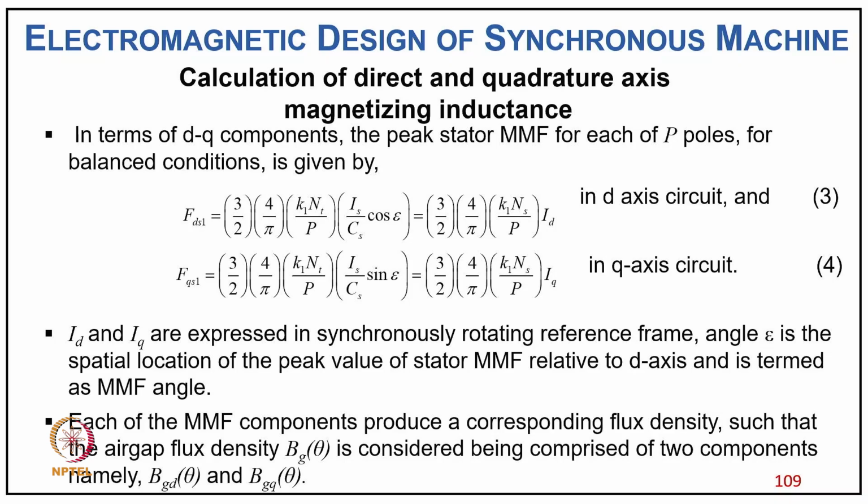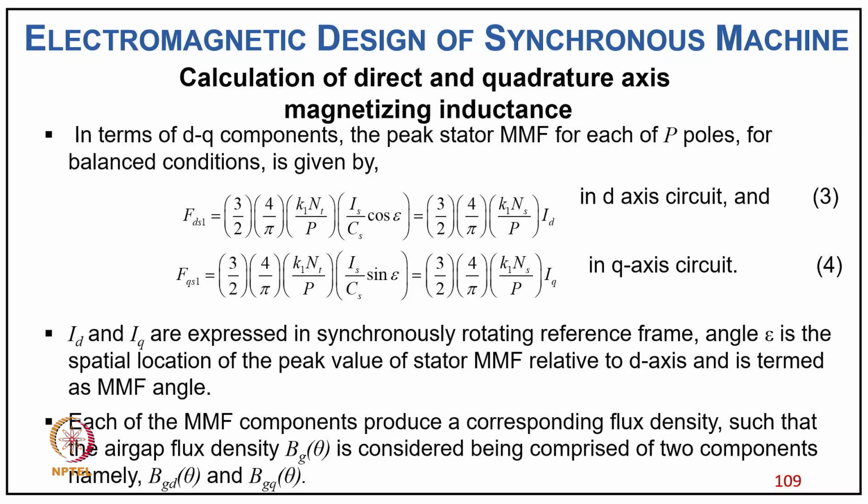and for the quadrature axis, F_QS1 equal to 3/2 × 4/π × K1 Nt/P × Is sin η, or 3/2 × 4/π × K1 Ns/P × Iq in the quadrature axis. So Id and Iq are expressed in the synchronous rotor frame.